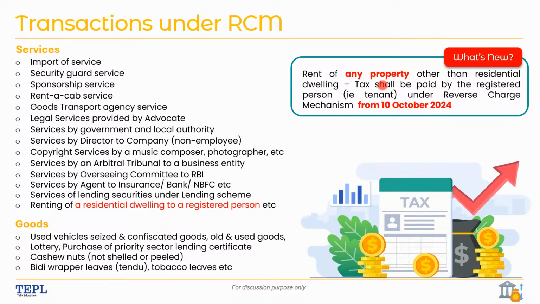10th October. Now, there are certain goods like cashew nuts, then tendu leaves, tobacco leaves, which again attract reverse charge mechanism. So I have given the list. While the list is not complete, these are most of them that you should be aware of and which you will face on a day-to-day basis.